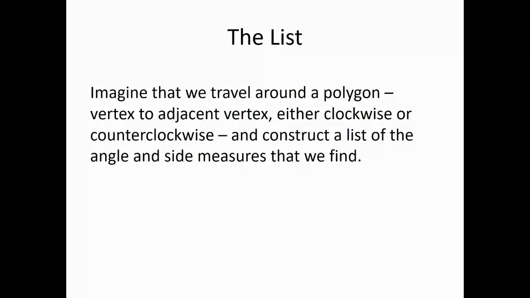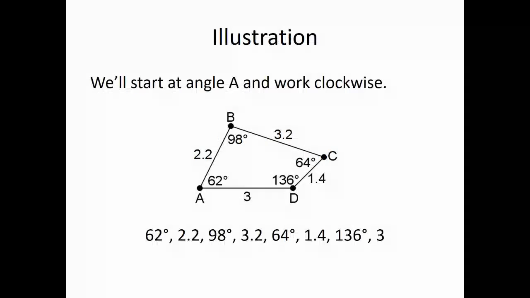All right, so first of all, you need a definition of congruence. So let me build up to that. Let's say that we have a polygon, okay? And we know everything about that polygon, all its angle measures, all its side lengths. And imagine that we travel around the polygon, vertex to adjacent vertex, and it doesn't matter whether you go clockwise or counterclockwise. And as you go around, here's what you do. You construct a list of all angle measures and side measures that you find, like this.